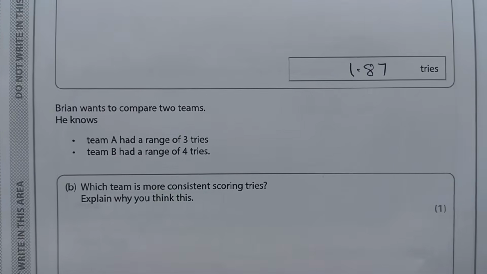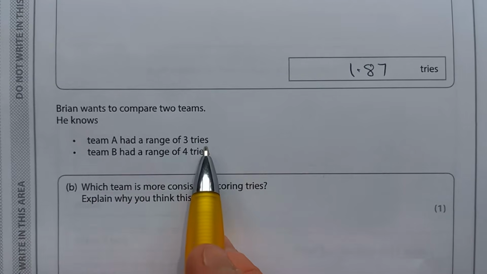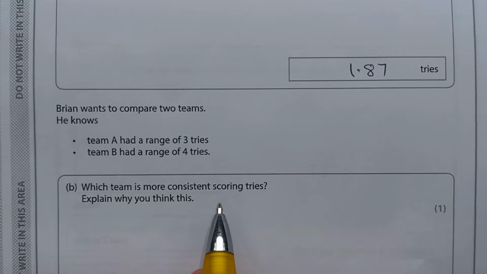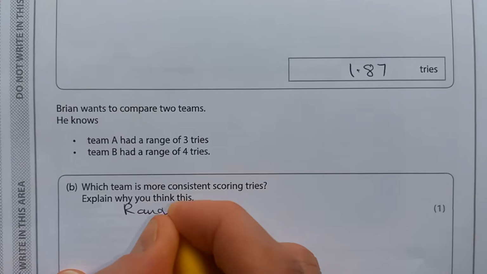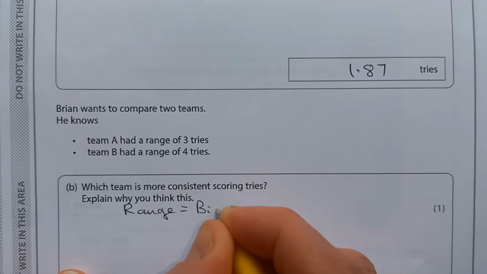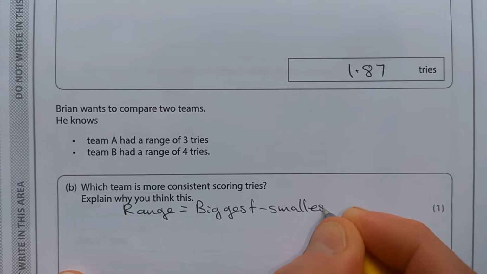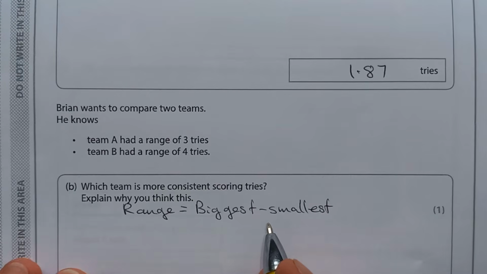Okay, we've got another part. Brian wants to compare 2 teams. He knows Team A had a range of 3 tries, and Team B had a range of 4 tries. Which team is more consistent scoring tries? Explain why you think this. Well, the range is the biggest minus the smallest. So if you want most consistent, it's going to be the smallest range.